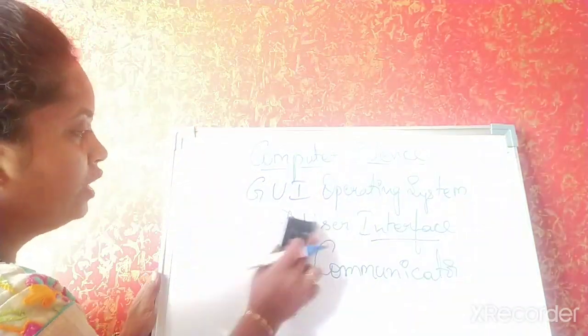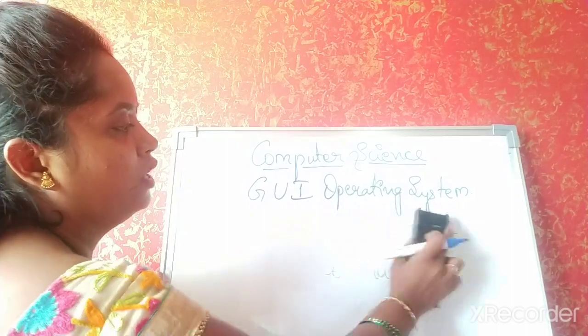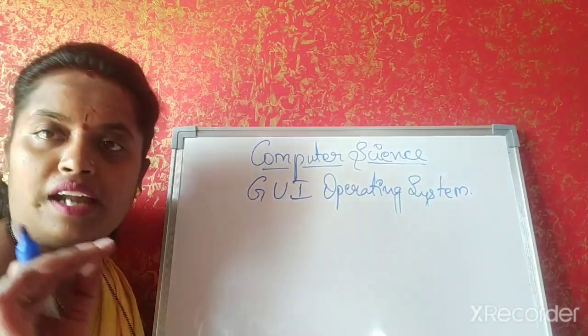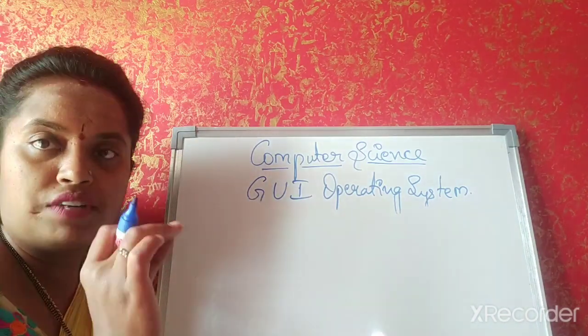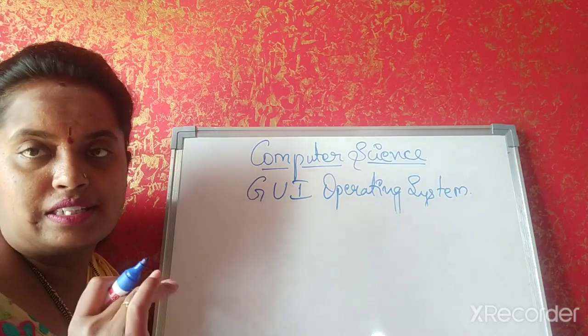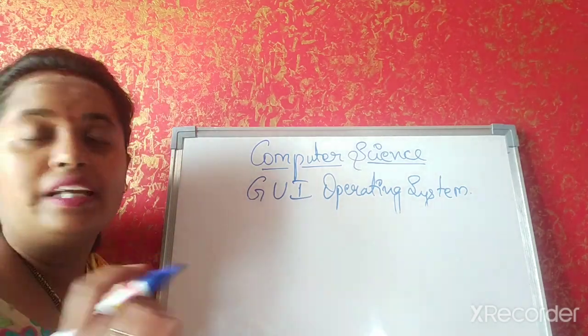So how does this work actually? We'll see that. Did you understand what is GUI? GUI is graphical user interface. We use graphics. Understand this much. Then the next one is operating system.